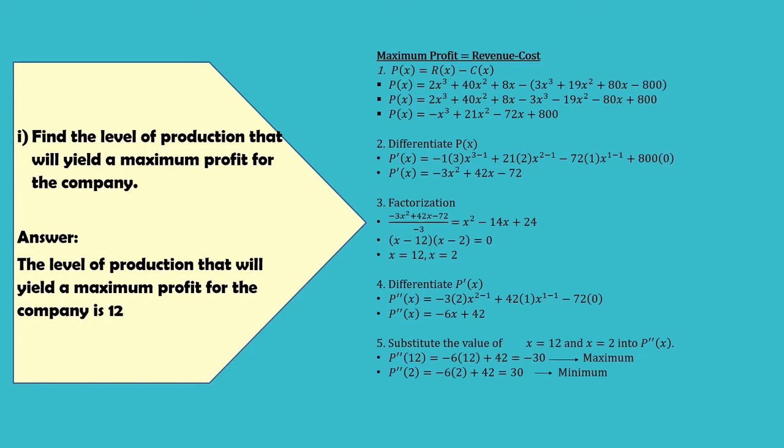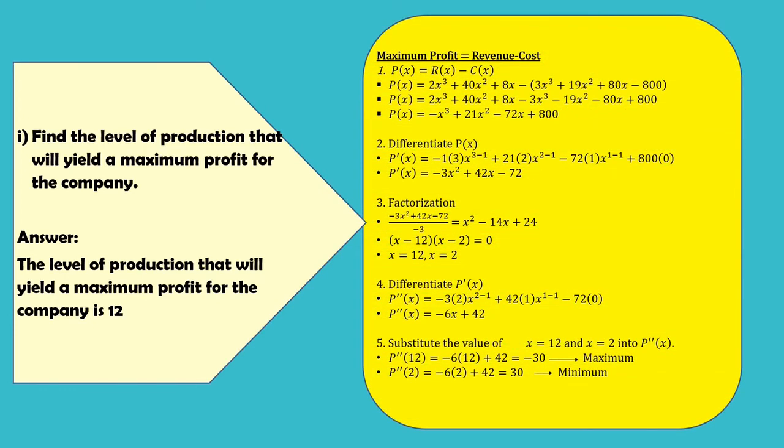To get the maximum profit, we use total revenue minus total cost. So here we get the profit function, which is negative x cubed plus 21x squared minus 72x plus 800. After that, differentiate the function with P prime of x equals negative 3x squared plus 42x minus 72. Third step is let the function equal 0 to get the two levels of production, which is x equals 12 and x equals 2.